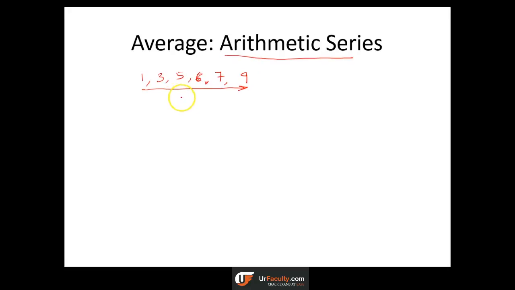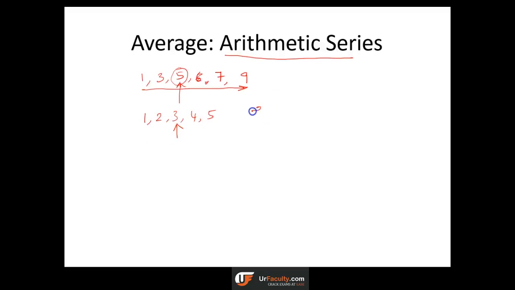So in this case, the average is pretty straightforward. It's the central number. That's 5. You can sum it up and see: 1 plus 3 is 4, 4 plus 5 is 9, 9 plus 7 is 16, 16 plus 9 is 25. 25 by 5 is 5. So the average is 5. Now let's take another example. 1, 2, 3, 4, 5. What is the average of these numbers? Again, there are 5 numbers. Take the central number. That's the average.